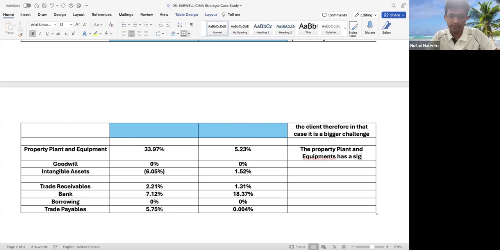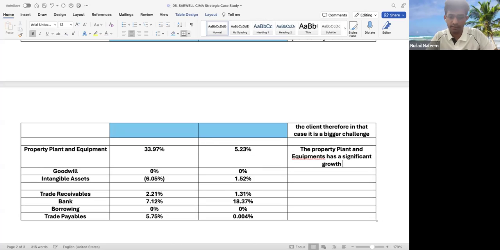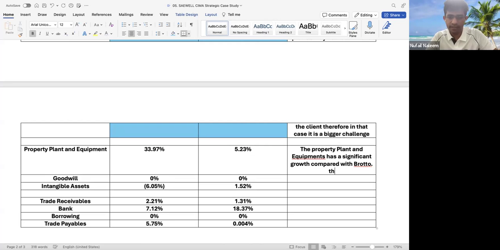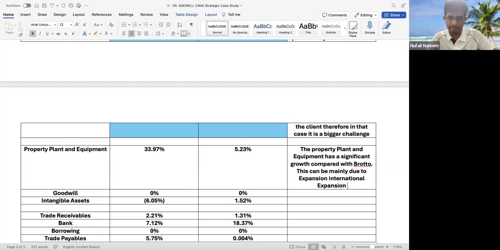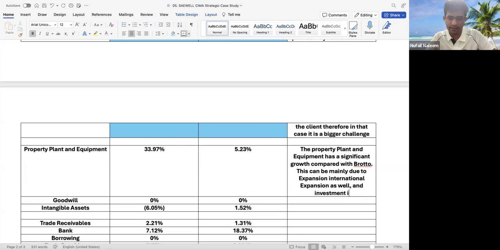and equipment has a significant growth compared with Brutto. This can be mainly due to expansion, and I can say international expansion as well, and investment in new facilities and technologies.